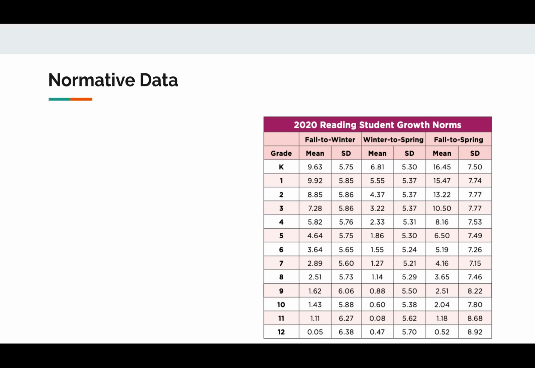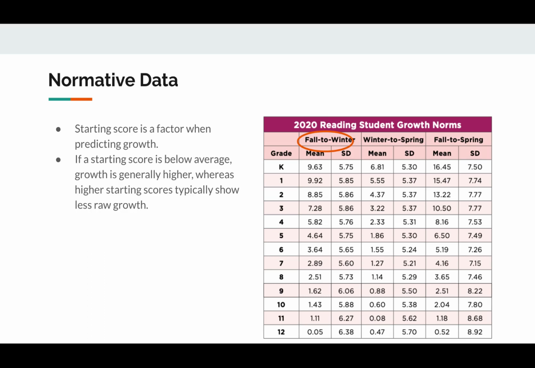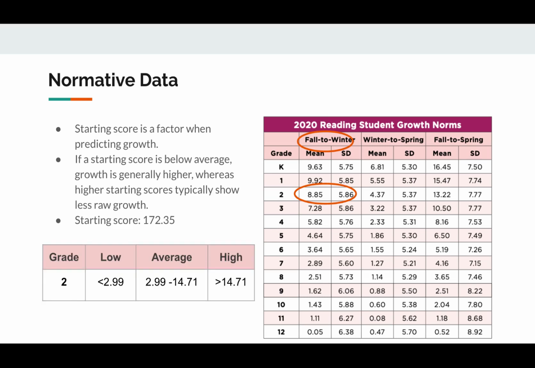The growth norm table shows mean growth when the mean grade level achievement score, or the 50th percentile score, in our case 172.35, is used as a starting score. In each case, the starting score is treated as a factor when predicting growth. If a particular student's starting score was below the grade level mean, the growth mean is generally higher. Similarly, students with starting scores above the grade level mean would generally show less raw growth on average. In this table, we can determine the expected average growth of a second grade student who started in the 50th percentile in the fall on the assessment.